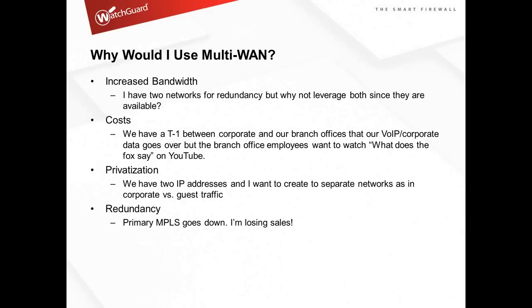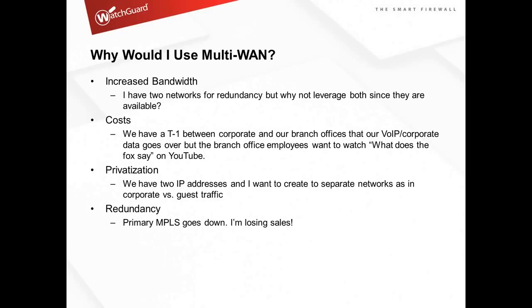We also hear a lot of corporations or smaller businesses or organizations that talk about having a T1, so a private link between corporate and a branch office that maybe is used for corporate data or voice over IP. But then, I use the example, the branch office employees want to watch "What Does the Fox Say" on YouTube, or any other traffic-intensive application, maybe it's Pandora. And again, I wanted to bring your attention to the fact that if you are concerned about your employees not getting to YouTube, we can stop that through application control.